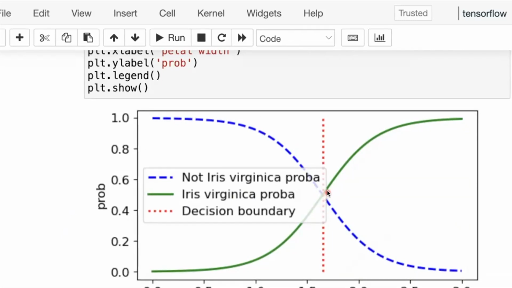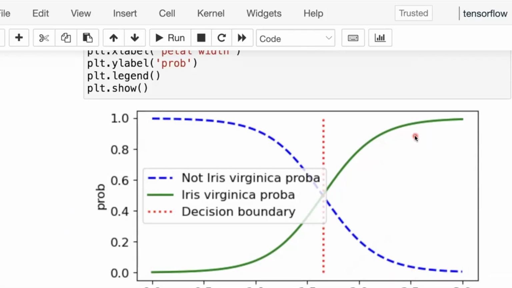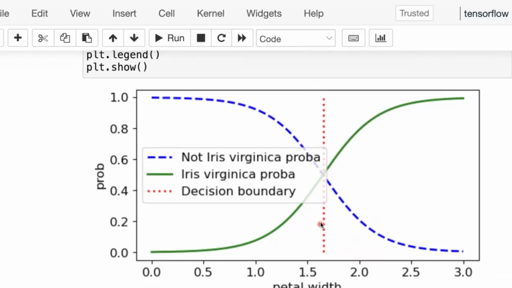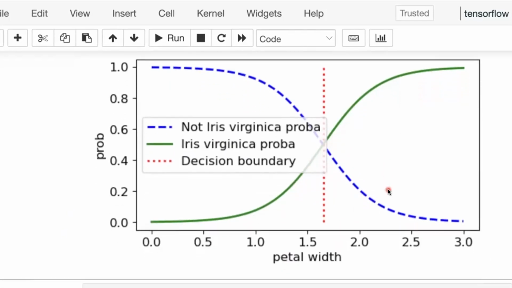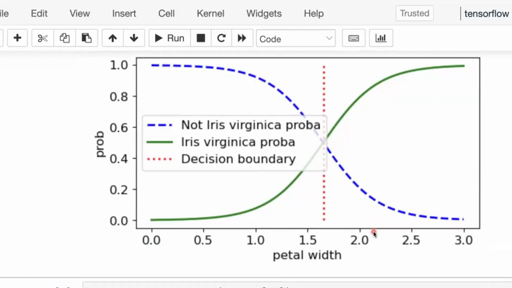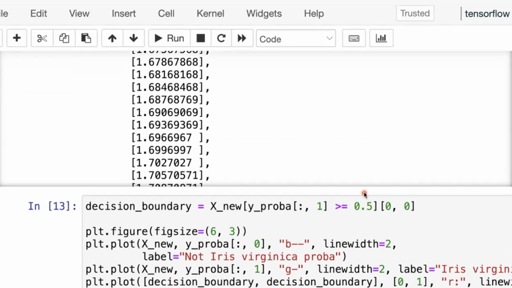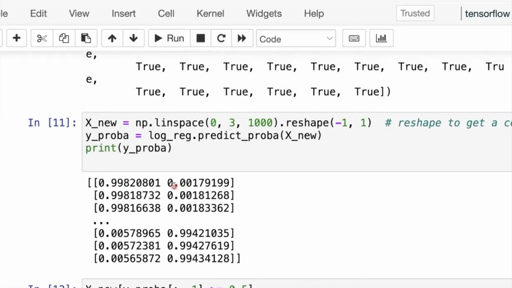But if we move slightly to the right, then we are getting more and more confident that this input feature, this petal width, for example 2.5, belongs to a flower of the virginica type. So this 1.6 here is our decision boundary, meaning that if you're on one side, it belongs to one class, and if on the other side, it belongs to the other class. The reason I like to show this figure is that the sum of probabilities for any x, if I add this point and the corresponding point on the other curve, we should get 1, because the sum of probabilities must equal 1.